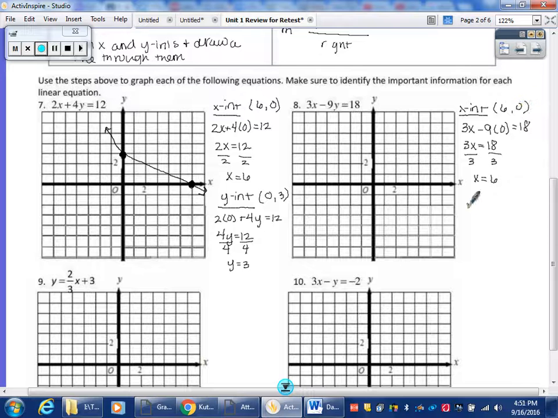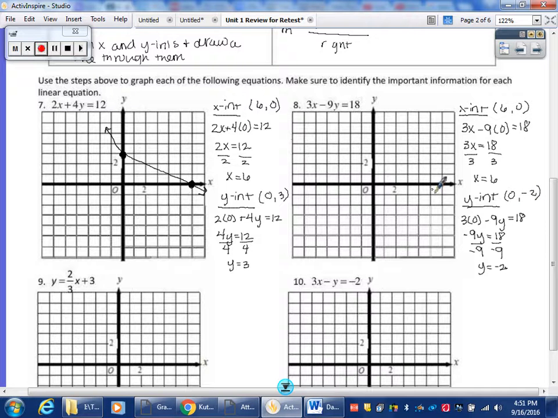That's interesting, right? And my y-intercept, I find the same way. So I plug in 0 for x. So this is 3 times 0 minus 9y is equal to 18. So negative 9y is equal to 18. Divide by negative 9, and you get y is equal to negative 2. And so my y-intercept is (0, -2).